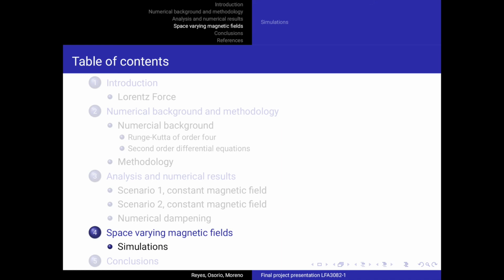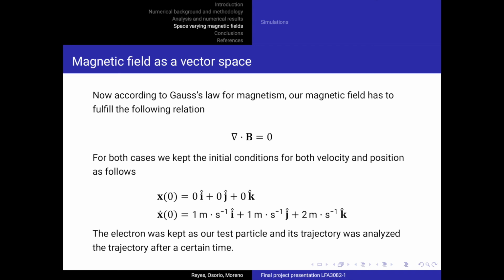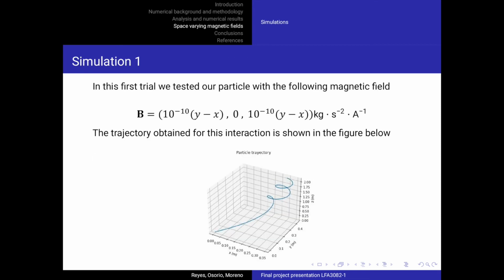Now consider the case in which our magnetic field is not constant in space. For this, we have to consider Gauss's law for magnetism. For both cases, we kept the initial conditions the same, and also we kept the electron as our test particle. Now, for our first example, we consider this vector space as our magnetic field, and the plot is given below. We can see at the beginning that the path is not really defined. However, as time goes on, it starts seeming like a helicoidal path.